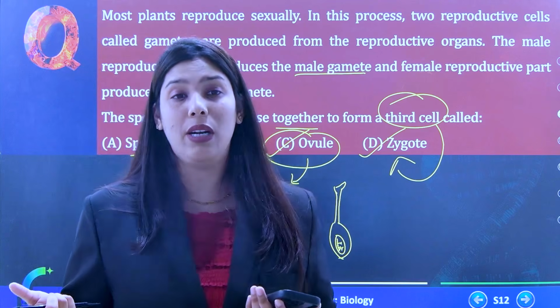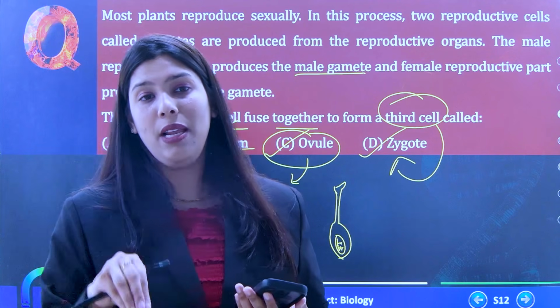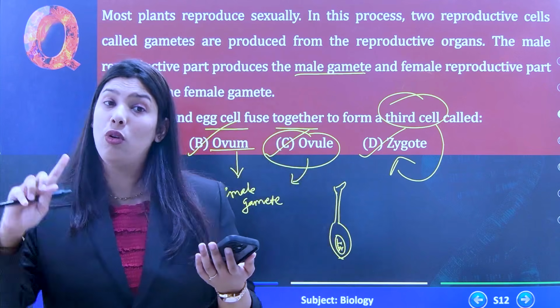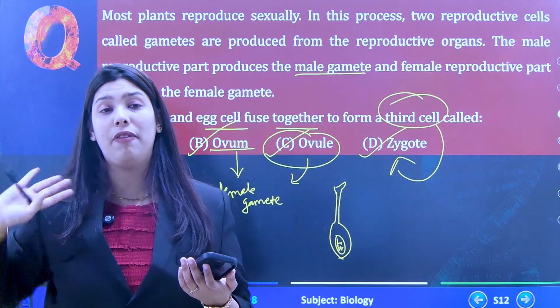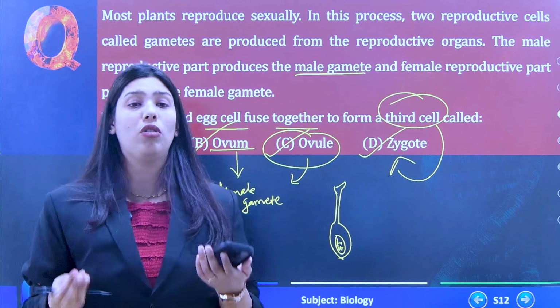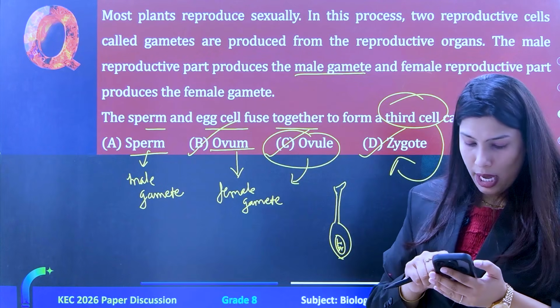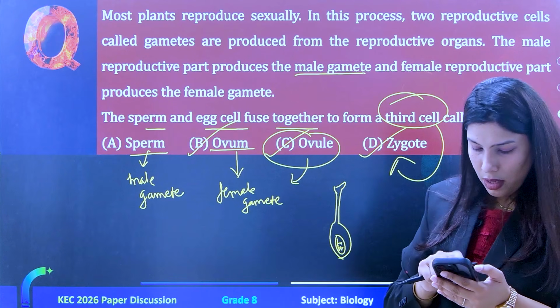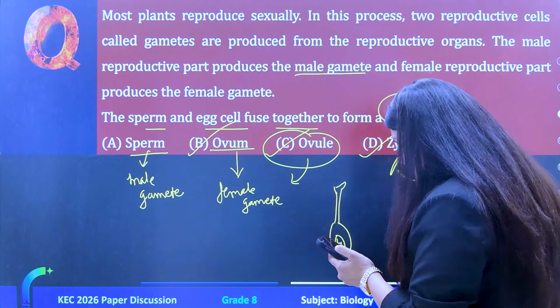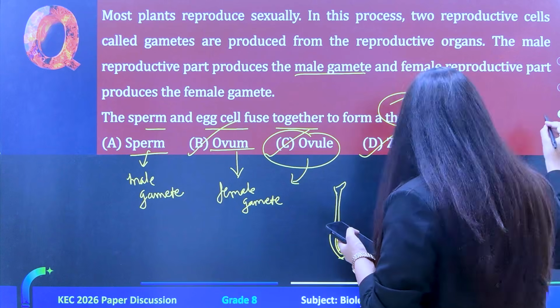There are 2-3 methods to attempt an MCQ question. One is to eliminate. When you don't know the answer but you know that other options are for some different things, you know the definition, you know the concept of that particular topic, right? So you can do that. Okay, fine.